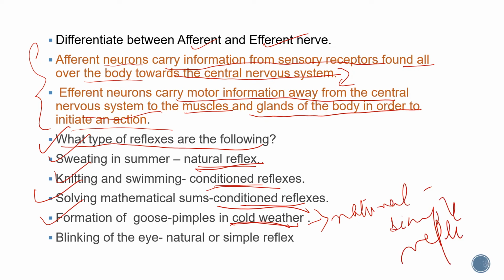Next comes the blinking of the eye. It's a natural or simple reflex. So these are a few reflexes I have given. They can give you many other reflexes also to find out which are natural reflexes and which are conditioned reflexes. Okay, is it clear? Let us see what is there in the next one.